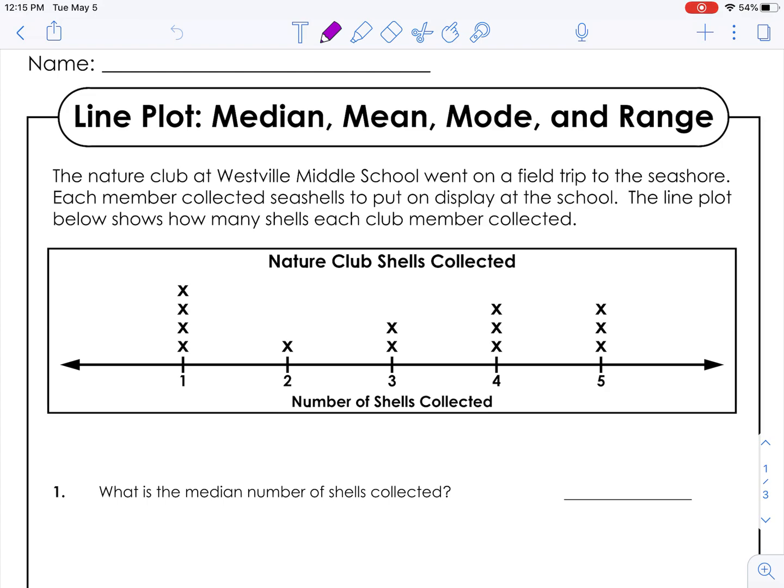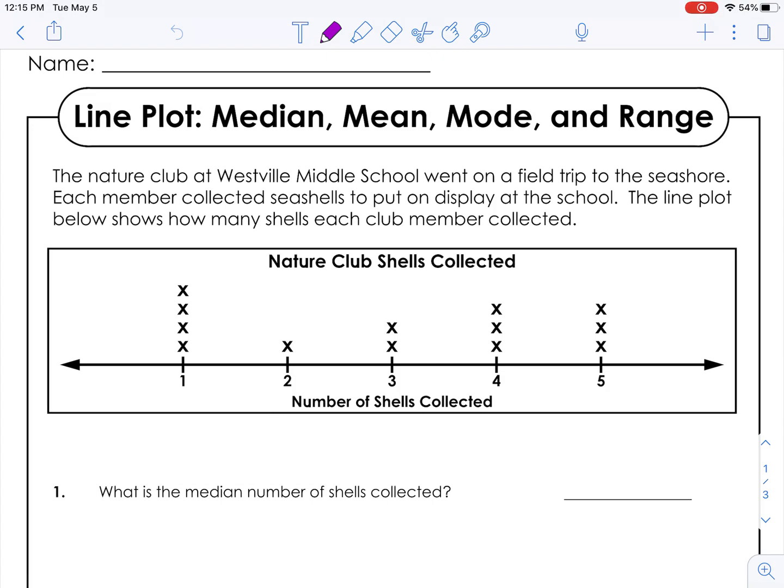Today for math, we're going to continue talking about data and graphs. We're going to look at the line plot and pictographs. The first thing we're going to do is review median, mean, mode, and range. We're going to look at a line plot and read the title of the plot. We're going to look at all the information it's provided, and then use that information to find the median, mean, mode, and range.